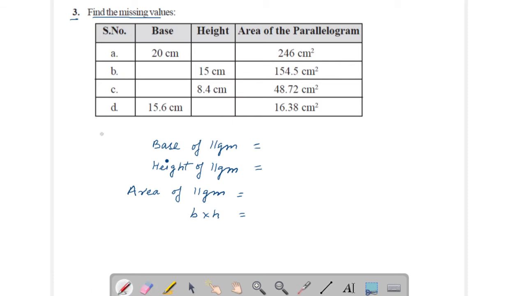Now come to C part. In C part, base of parallelogram. Again you have to find out height of parallelogram. It is 8.4 centimeter. Area of parallelogram, it is 48.72 centimeters square. Now area of parallelogram is given by base into height equal to 48.72.